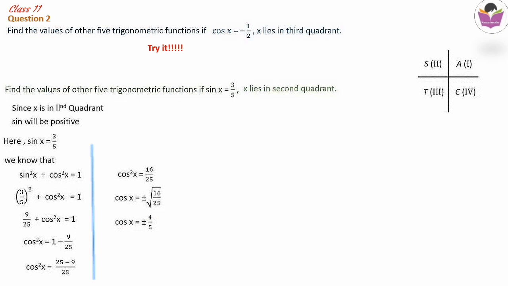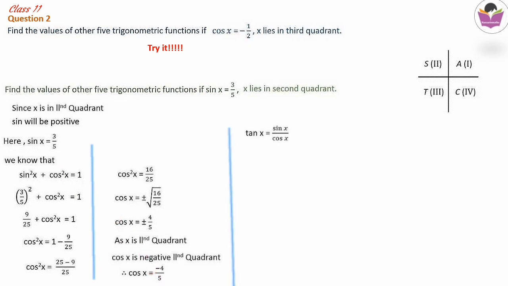So here it is clear that x is in the second quadrant. Second quadrant means sin and cosec will be positive. That means as x is in the second quadrant, cos x is negative, because in the second quadrant only sin and cosec will be positive. Cos is surely negative. That means from here we will be taking only the negative value, the positive value we can neglect. So cos x is equal to minus 4 by 5. So sin and cos we have got. Since sin and cos are there, we can calculate any trigonometric ratios.